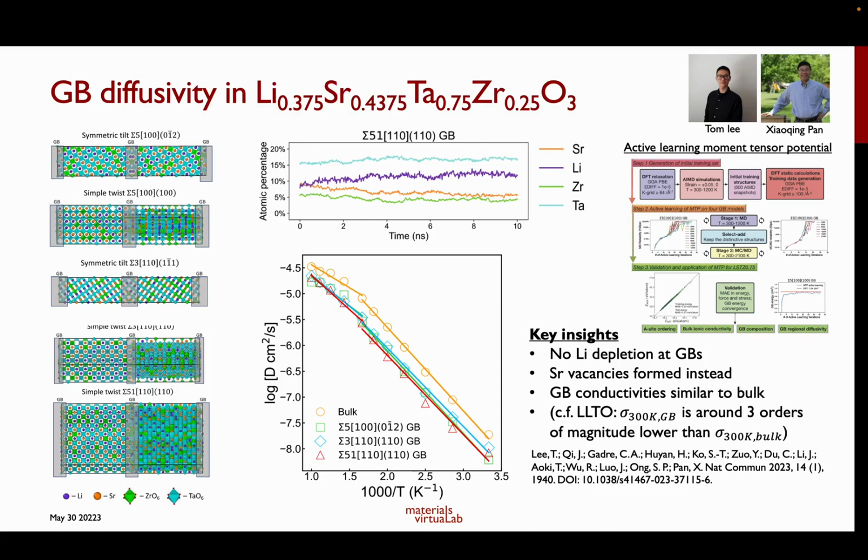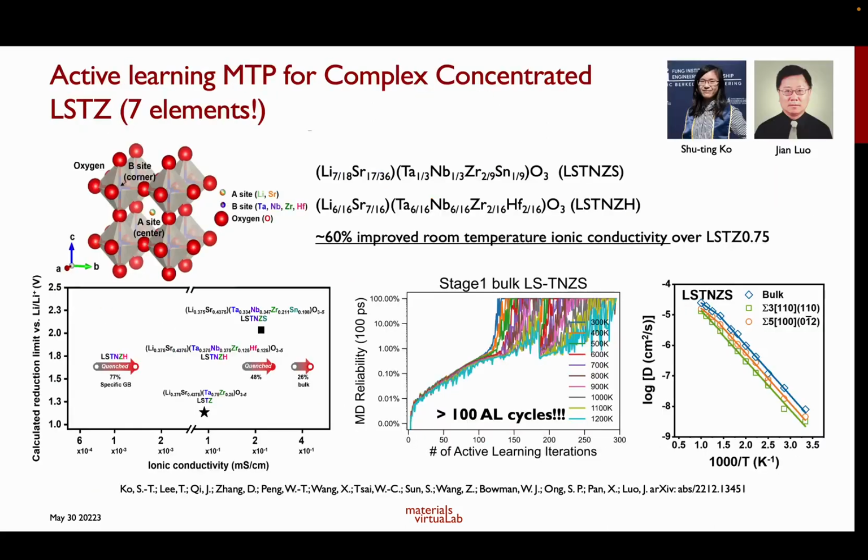okay? Now, from this morning's session, you know that high entropy solid electrolytes are now all the rage, okay? And we have also looked at high entropy, or what we call a complex concentrated version of LSTZ, this LSTNZS, which contains tantalum, niobium, zirconium, tin, as well as lithium and strontium on the lithium side, as well as this LSTNZH, which contains hafnium. The reason why we wanted to look at this set of compounds is because our experimental collaborators, the group of Professor Jian Luo at UCSD, found these materials to have about a 60% improved ionic conductivity compared to your LLTO, the standard LSTZ material.